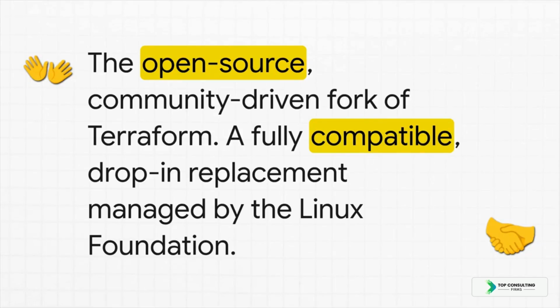So here's what happened. When HashiCorp switched Terraform's license over to the Business Source License, which puts some new restrictions on it, a huge chunk of the community basically said nope. They decided to create a fork of the project to make sure a version of it would stay truly open source forever. And that fork is OpenTofu. It's a fully compatible, drop-in replacement for Terraform, and it's now under the stewardship of the Linux Foundation.